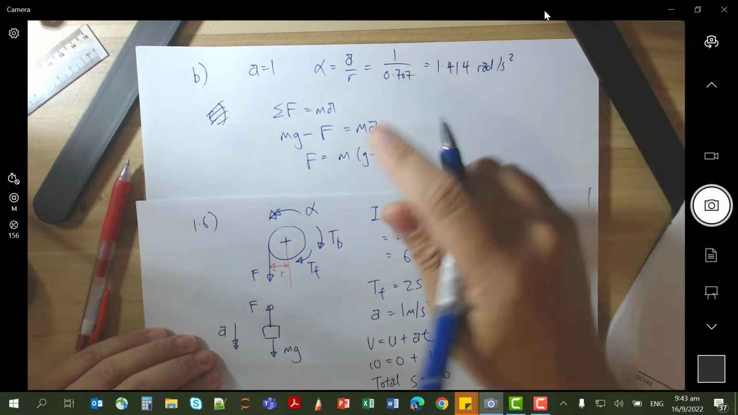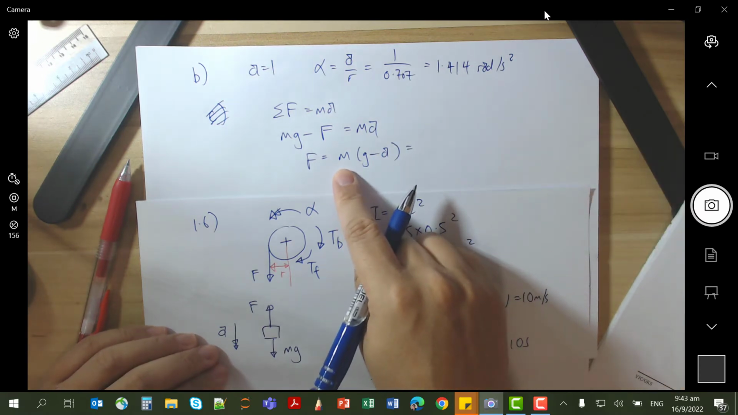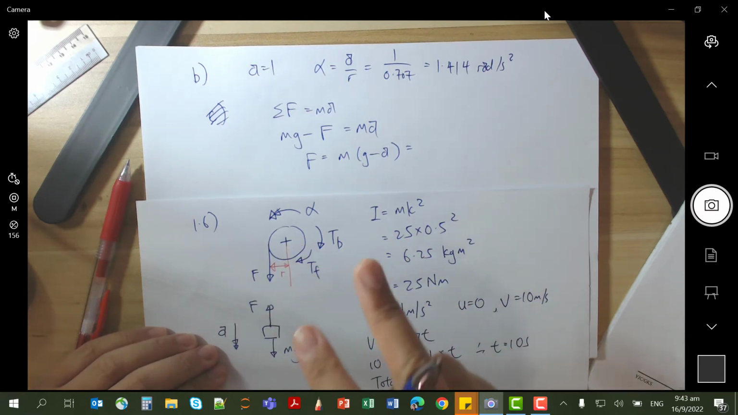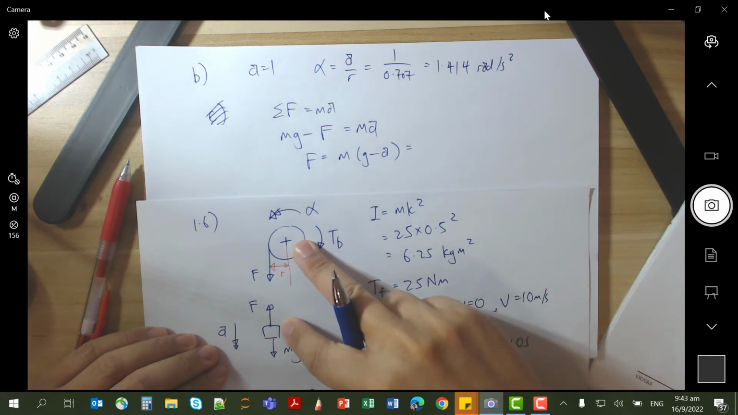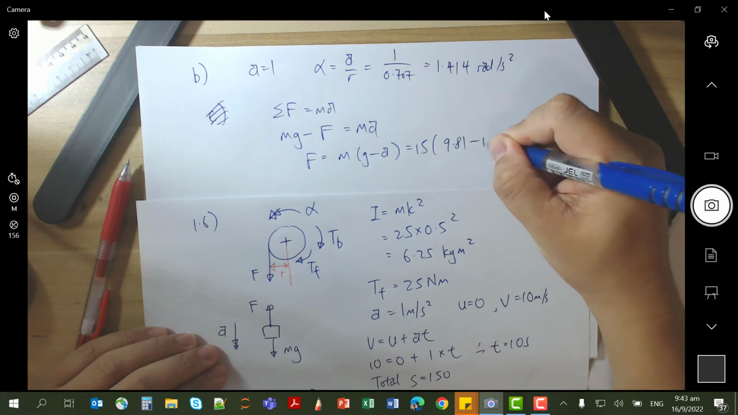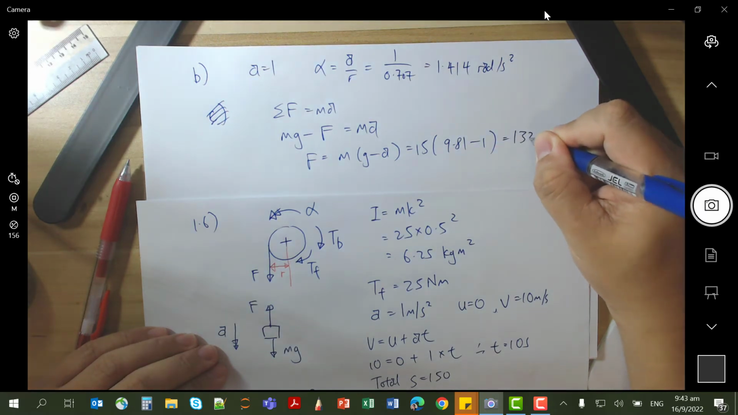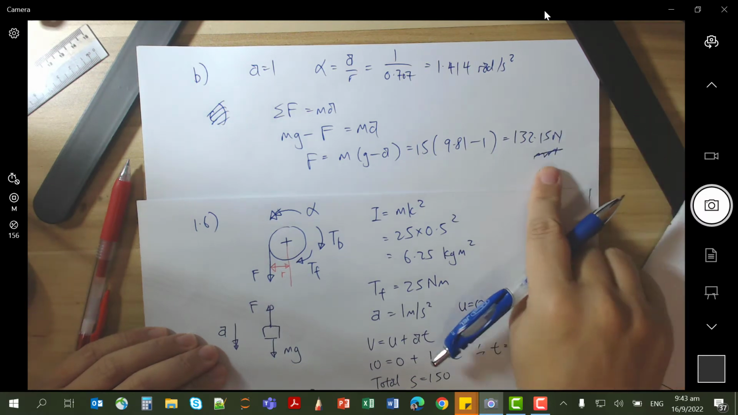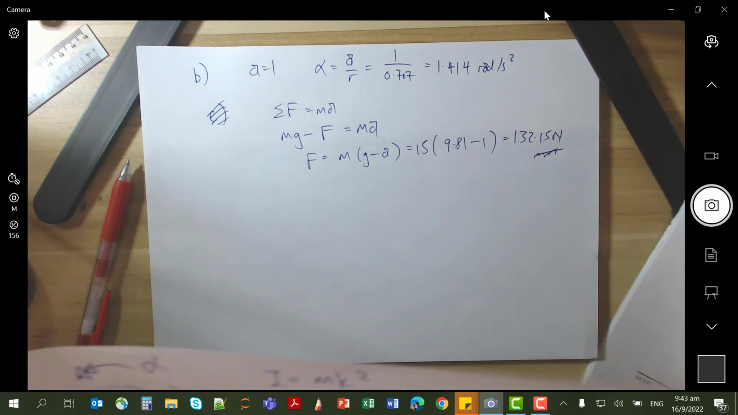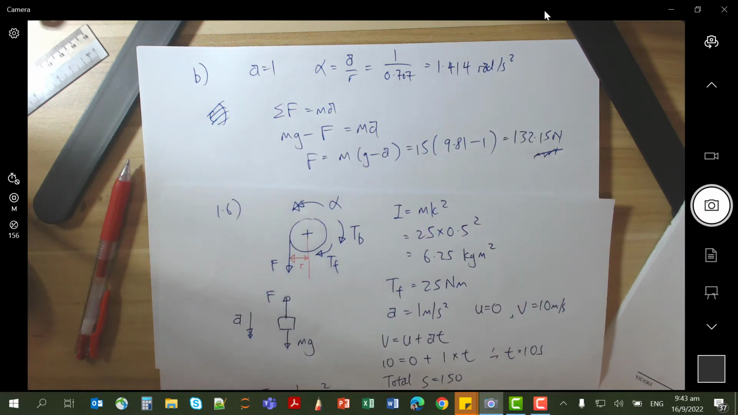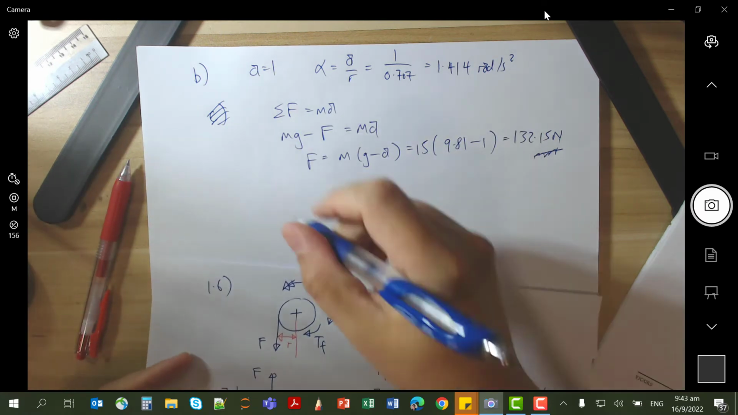Remember this m is the mass of the cage, which is 15, not the drum. The drum is 25. So there are 2 masses in this question, in a typical question. No, sorry, so this is your tension over here. After finding your tension, you can use this one already.